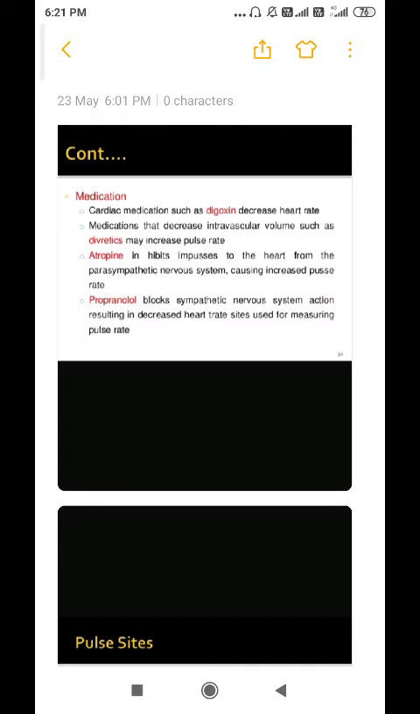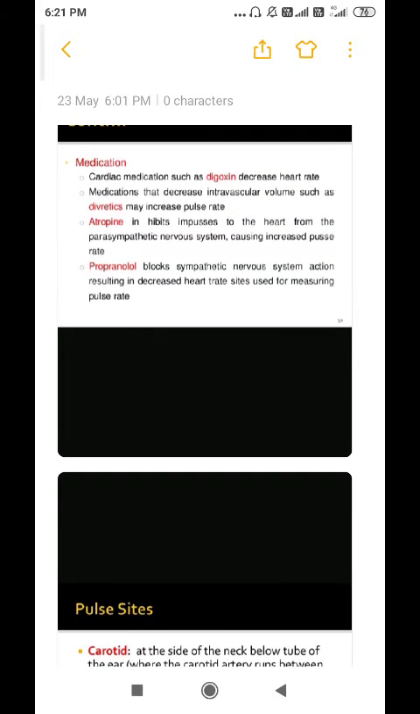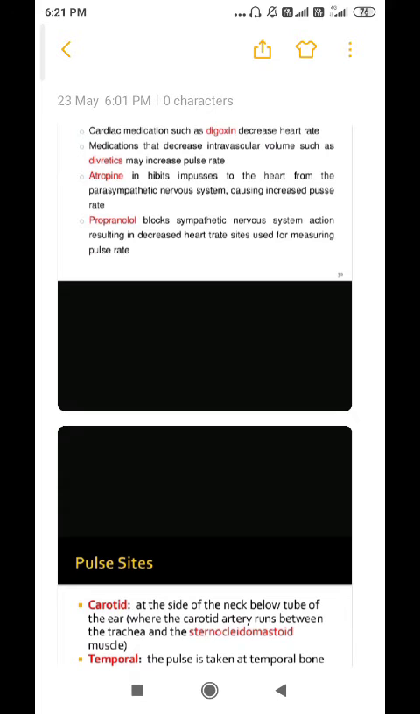Atropine inhibits impulses to the heart from the parasympathetic nervous system, causing increased pulse rate. And propranolol medication is there. Propranolol blocks sympathetic nervous system action, resulting in decreased heart rate.